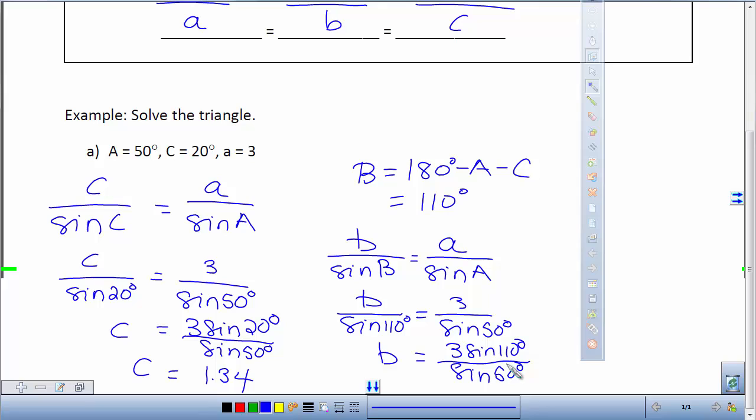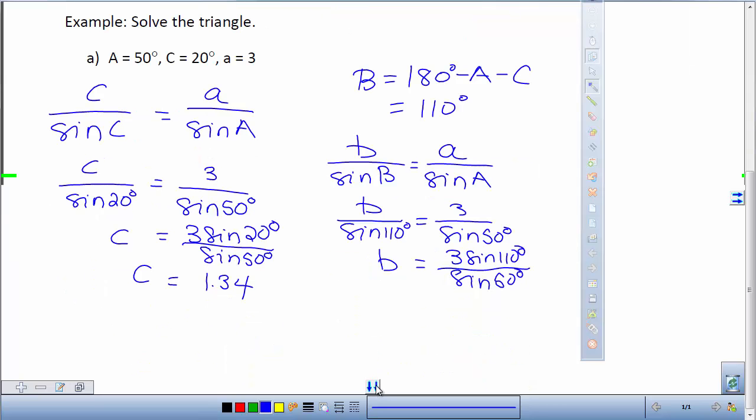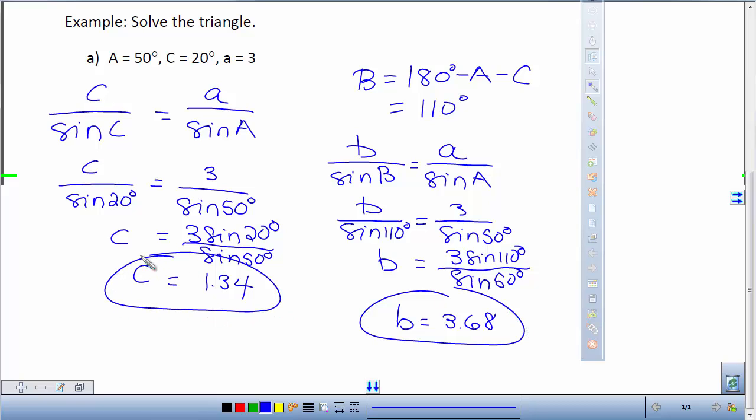All right, so when we do 3 sine 110 degrees divided by sine of 50 degrees, we get 3.68. So that's it. Those are our answers. We found side B, side C, and angle B. Okay, those are our solutions.